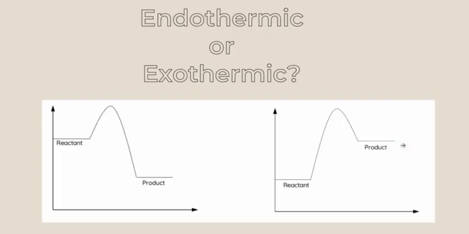Let's try to figure out which one of these graphs is showing endothermic and which is showing exothermic. We know that exothermic shows products sitting lower, so the left would be exothermic, since the reactants are higher than the products. All we really have to look at is the starting point of these two graphs.